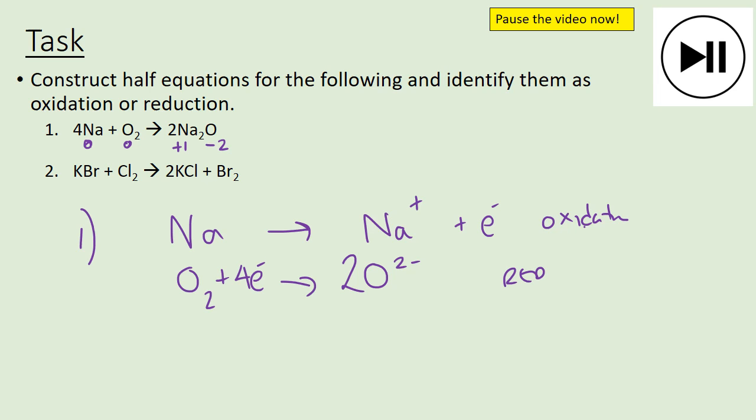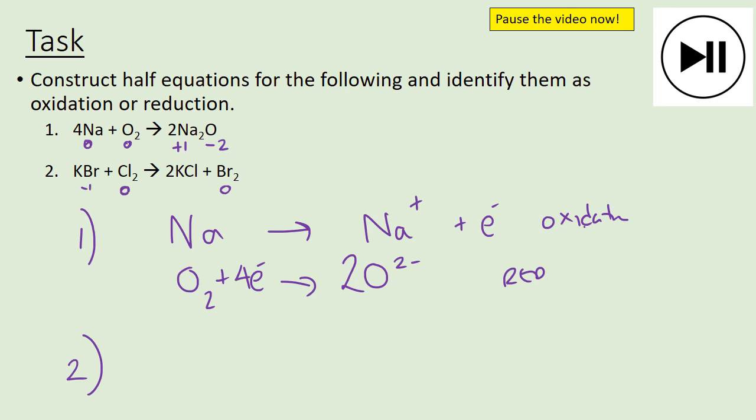It's worth pointing out that you're always going to find an oxidation and a reduction. You're not going to find two oxidations or two reductions. If something is losing electrons, that means the other thing is gaining them. And finally, for question 2, chlorine is an element, so that's 0. Bromine is an element, that's 0. But in the compounds, we need to assign the oxidation states.